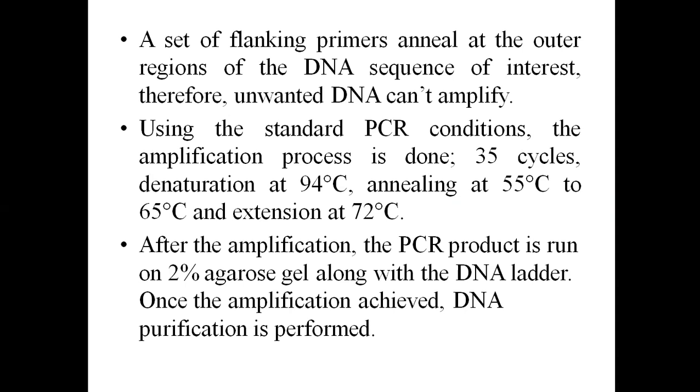After the amplification, the PCR product is run on a 2% agarose gel along with the DNA ladder. Based on the ladder, you can locate the band of your DNA of interest. Then that particular portion of the gel is cut out, and once the amplification is achieved, the DNA is purified.